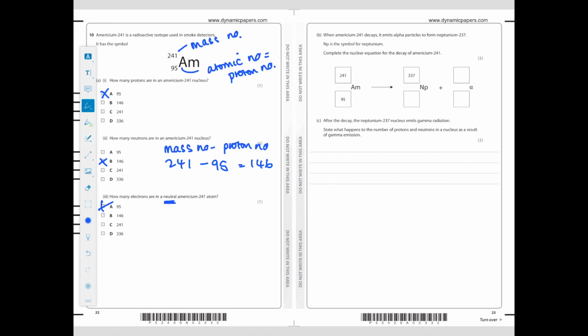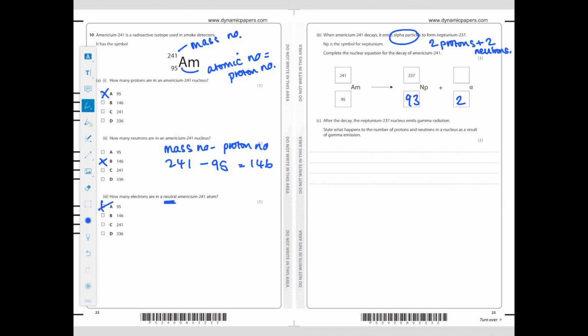When americium-241 decays, it emits alpha particles to form neptunium-237. Np is the symbol for neptunium. Complete the nuclear equation for the decay of americium-241. Alpha particles are made of 2 protons and 2 neutrons. So if you lose 2 protons, the atomic number will decrease by 2, so that will become 93. And we're going to put a 2 there to represent those 2 protons.